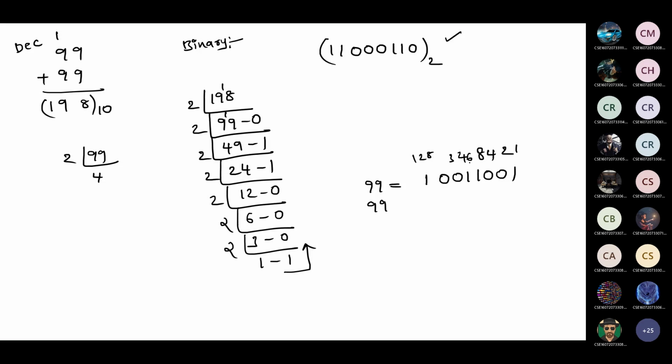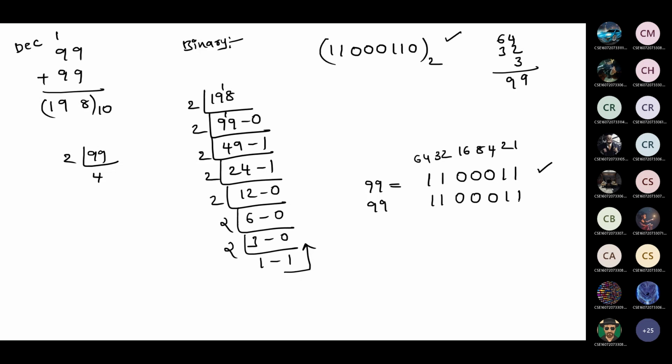I think this is wrong. Check once again. Sir, 99: 1 1 0 0 0 1 1. Tell me. 1 1 0 0 0 1 1. So from 0 it is 1, 2, 4, 8, 16, 32, 64. So 64 plus 32 plus 2 plus 1 is 99. Yes, this is correct. So 1 1 0 0 0 1 1.